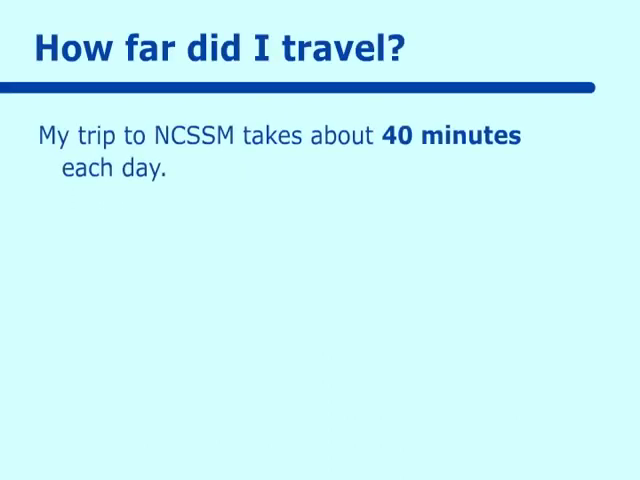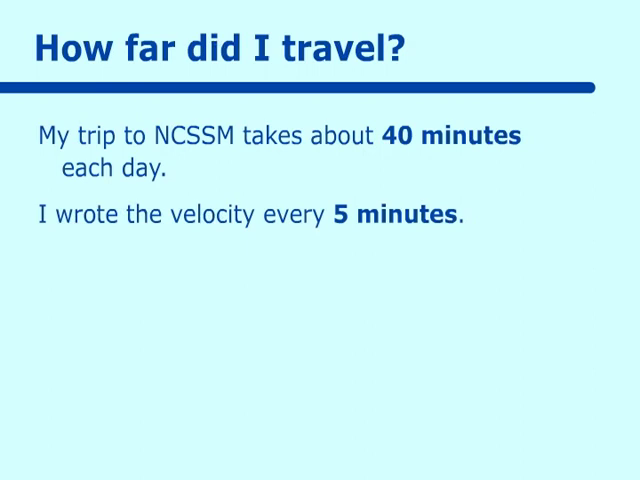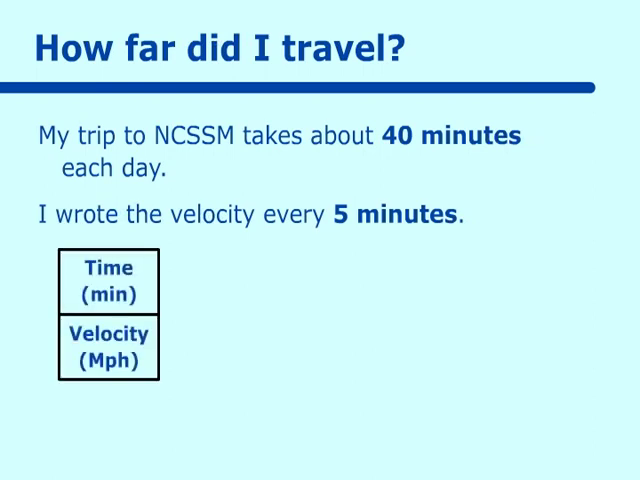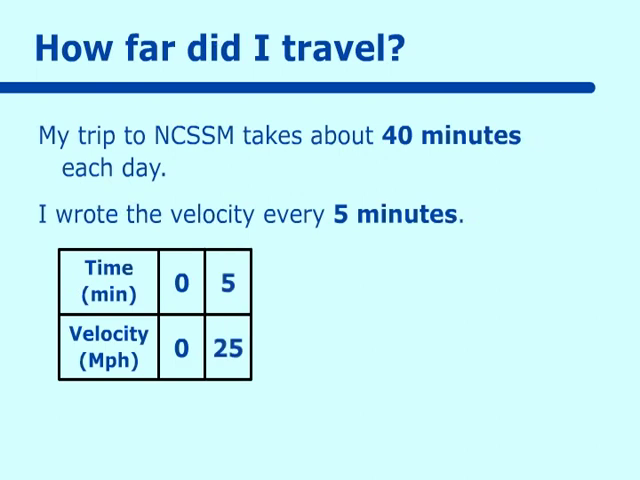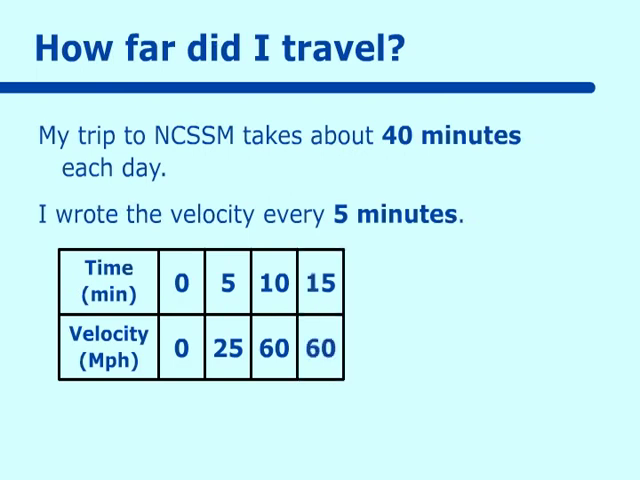My trip to North Carolina School of Science and Math takes about 40 minutes each day, each way. I wrote down the velocity I was traveling at every 5 minutes, and this is what I got. Time was in minutes and velocity is in miles per hour. When I started off, of course, I was going 0 miles per hour. 5 minutes later, I was going about 25. 10 minutes later, about 60 miles an hour.